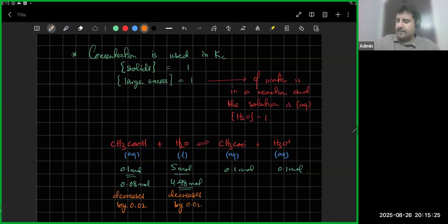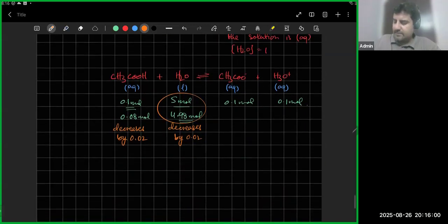well, in the case of ethanoic acid, the concentration has significantly decreased by 20%. But in the case of water, which is in large excess, that means there's too much water in the whole solution. Its moles barely decreased by a very tiny amount. There's almost negligible change. It decreases by 0.02 as well, but it's almost going to be constant. There's hardly any noticeable change overall. Percentage wise, that's a very tiny change.